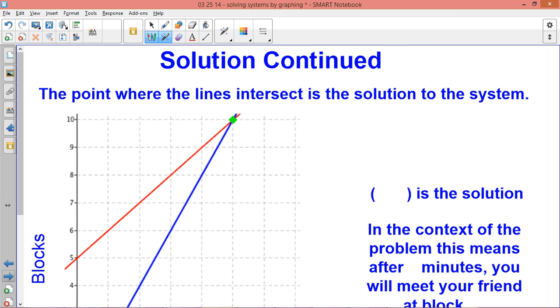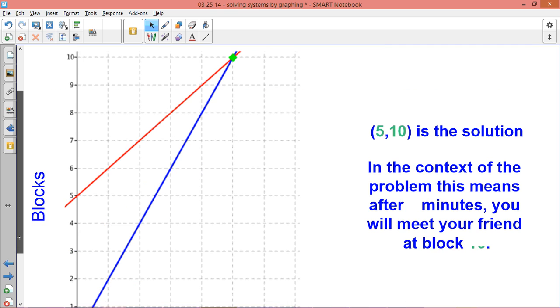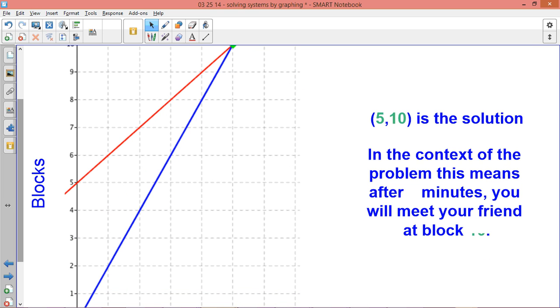And so we have to think about what this means. (5, 10) is our solution, but it actually means something in the real world. In the context of this problem, it means that after 5 minutes, we will meet each other. I'll meet my friend at block 10. Okay? So that is the way that we solve a problem like this.